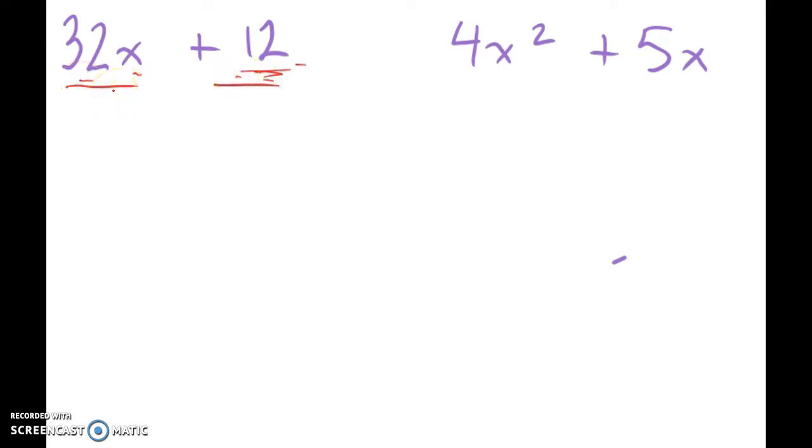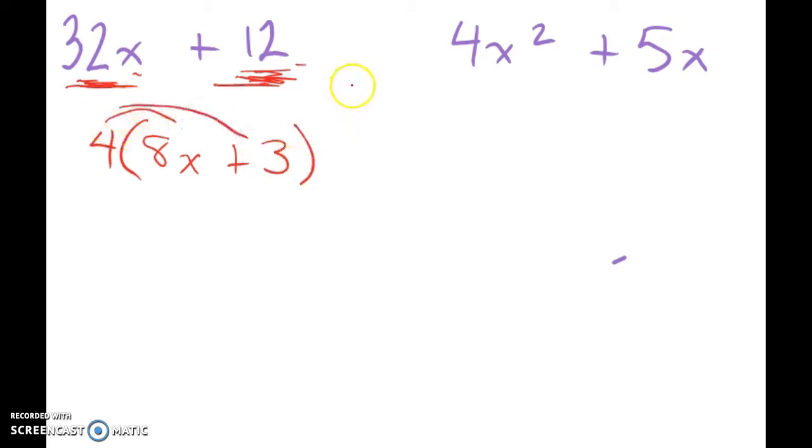The thought process might be, we can take a 2 out of both of these, but maybe we could take out something bigger. Yeah, we could take a 4 out of both of these. Can we take an 8 out of both of these? No, we cannot. So we're going to factor out the 4. 32x divided by 4 is 8x, and 12 divided by 4 is 3. And if we were to distribute this out, we would find out that we just factored it correctly, because we would wind up with 32x plus 12.